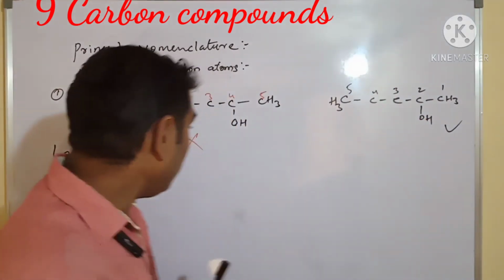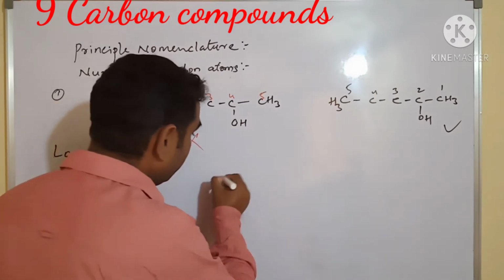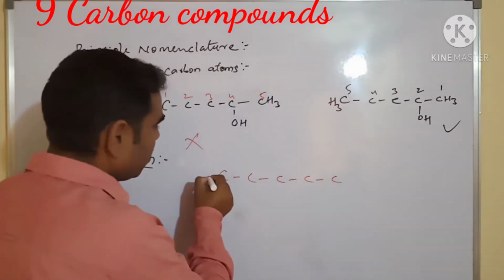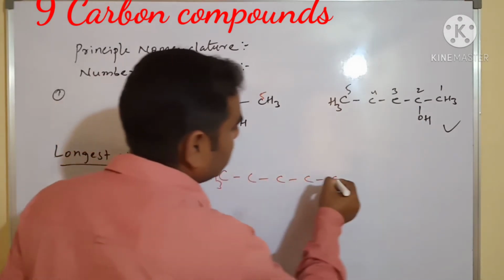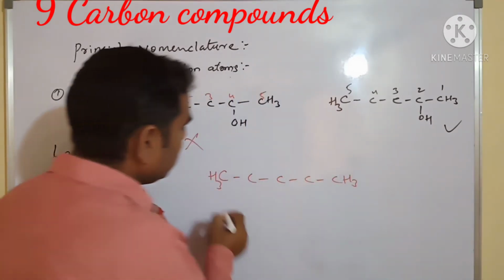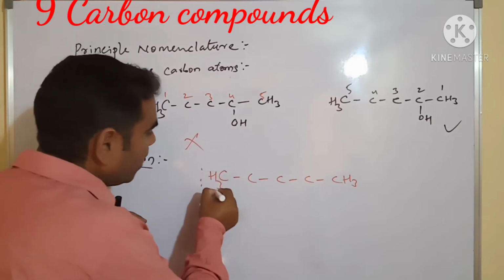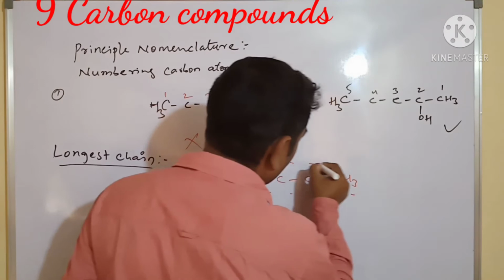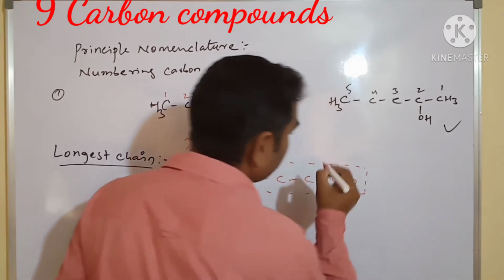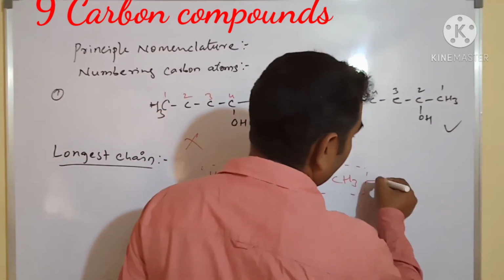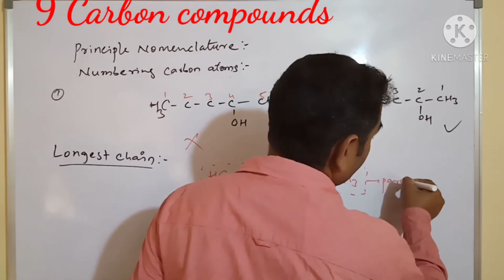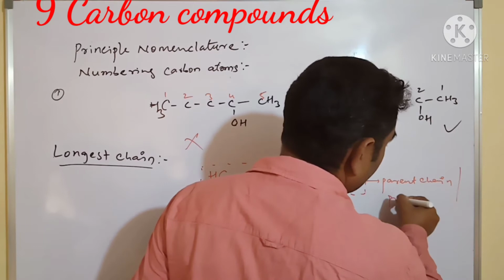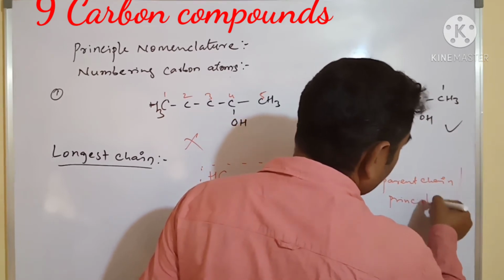For example, this is a branched chain. 1, 2, 3, 4, 5. These are carbons. This chain we are calling the parent chain or principal chain.